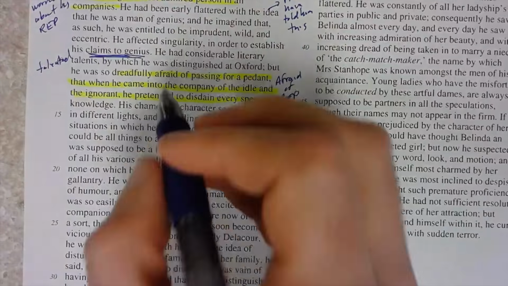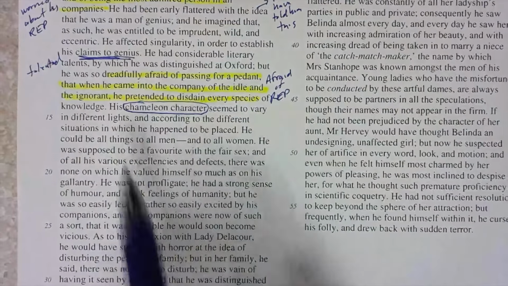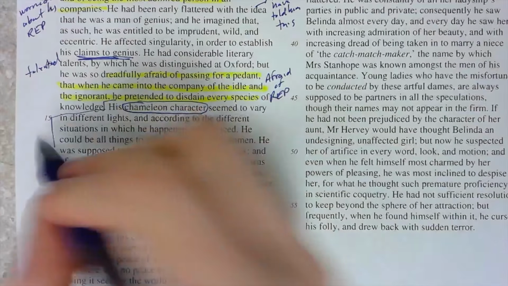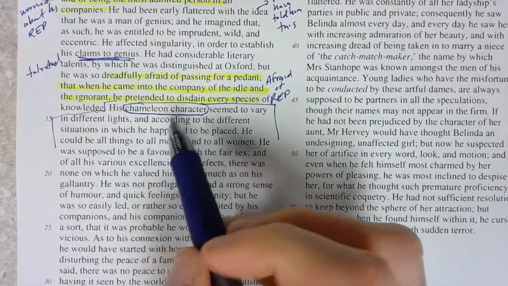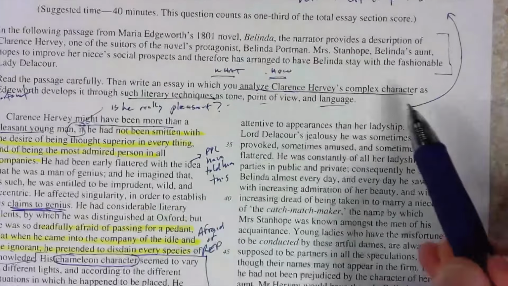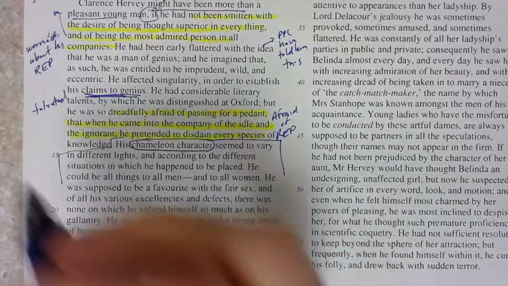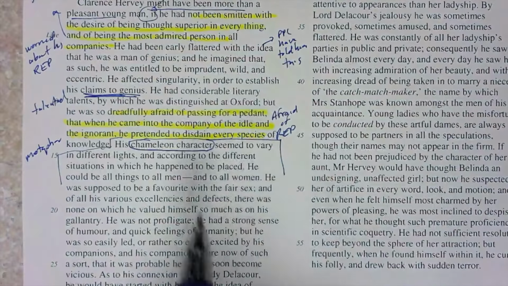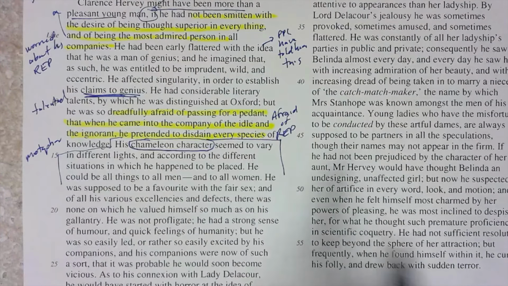His chameleon character seemed to vary in different lights and according to the different situations in which he happened to be placed. To be honest, I think this is one of our most important parts here already, because if we're going to be commenting on his complexity as a character, there's not a whole lot that's more complex than this metaphor of a chameleon, right? And I'll also write metaphor. It's a potential literary device I could use. Seemed to vary in different lights. Okay, he could be all things to all men and to all women.